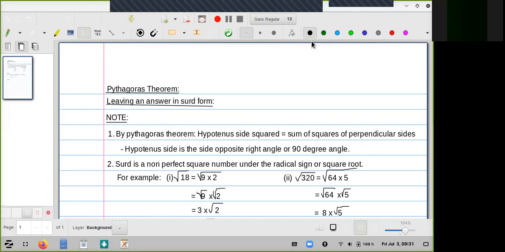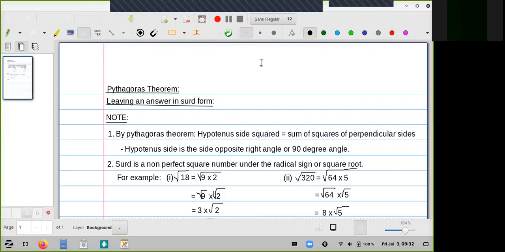In other words, our hypotenuse is the side which is opposite the right angle, or the side which is opposite the 90-degree angle, right? Which means for us to make use of this Pythagoras theorem, we are looking at a triangle. This triangle is a right-angled triangle. That's what we dealt with in the previous lesson. So we are continuing with the same definition for Pythagoras theorem.